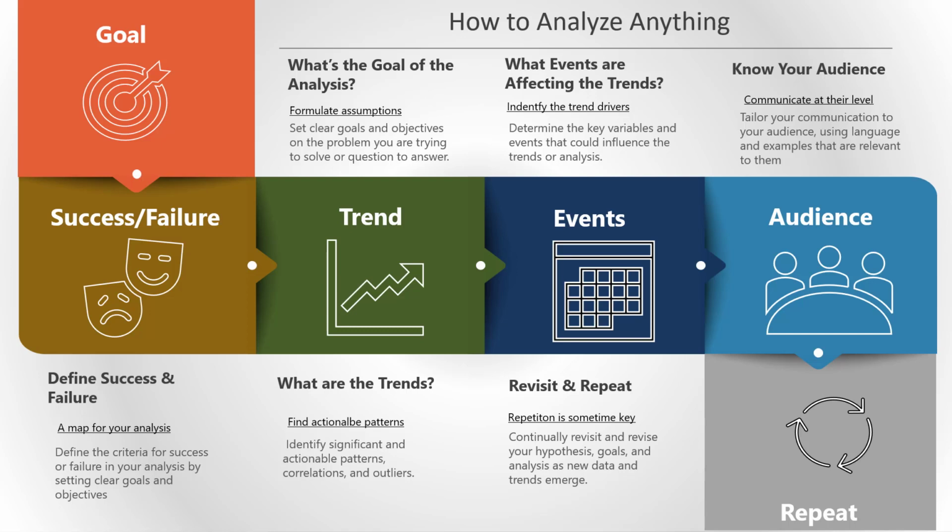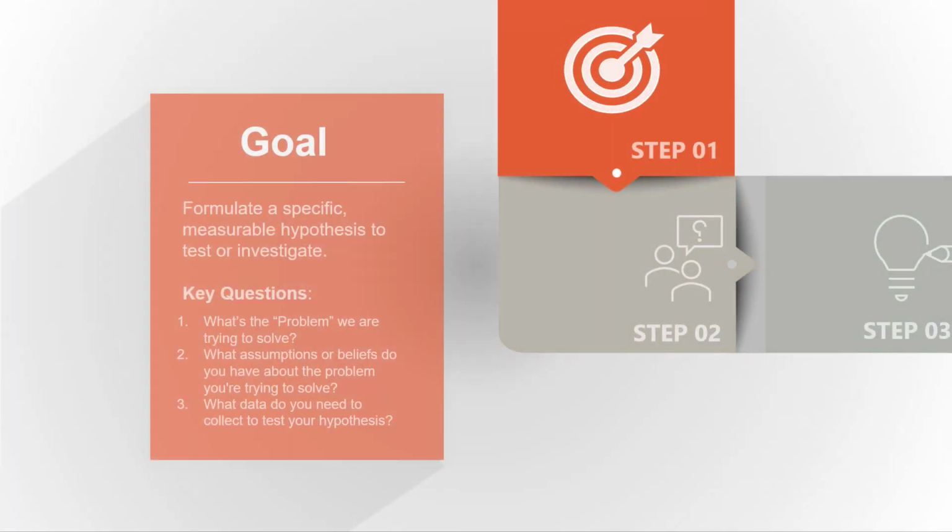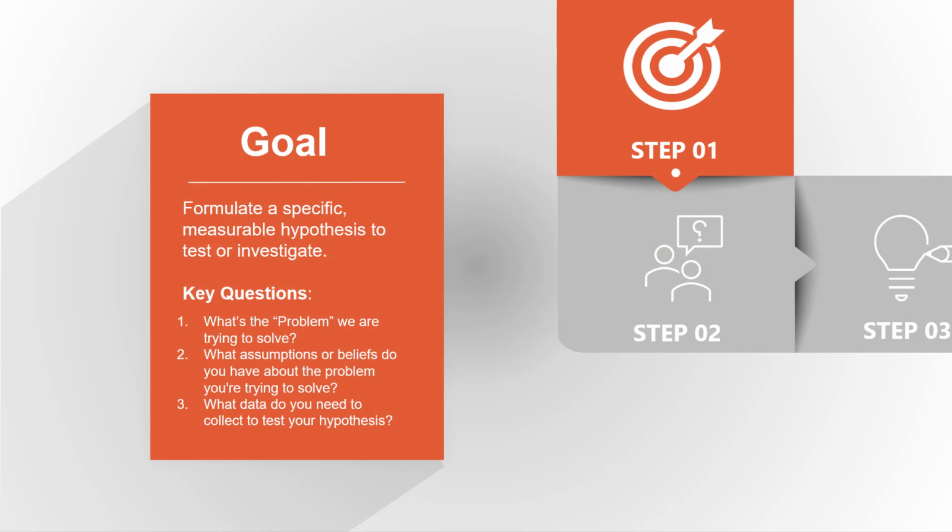So I'm going to take you through each one of these steps, which span between goal, success and failure, trends, events, audiences, and maybe the need for repetition. As you see, there are questions that we need to answer. I'm going to take you through each one of these steps and give you a really sound foundation to analyze anything. So first, we need a goal, a specific measurable hypothesis to investigate or test.